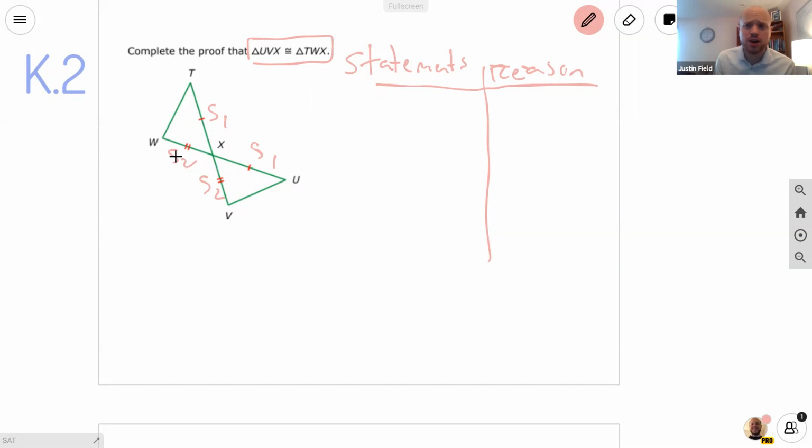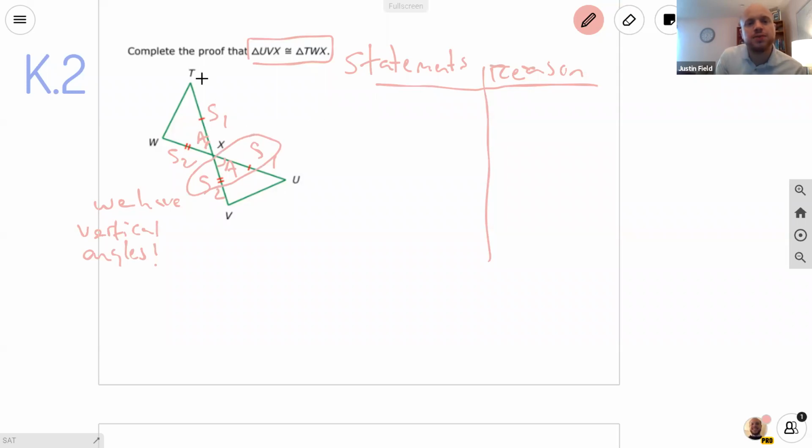Well, you have to know your theorems and your postulates that you learned previously. And one of those things is about vertical angles. We have vertical angles. So angles in an X across from each other are always congruent. They're vertical angles. And so those angles would be TXW and VXU. Okay, so we can label that an A. And hopefully you can see it's clearly side angle side.